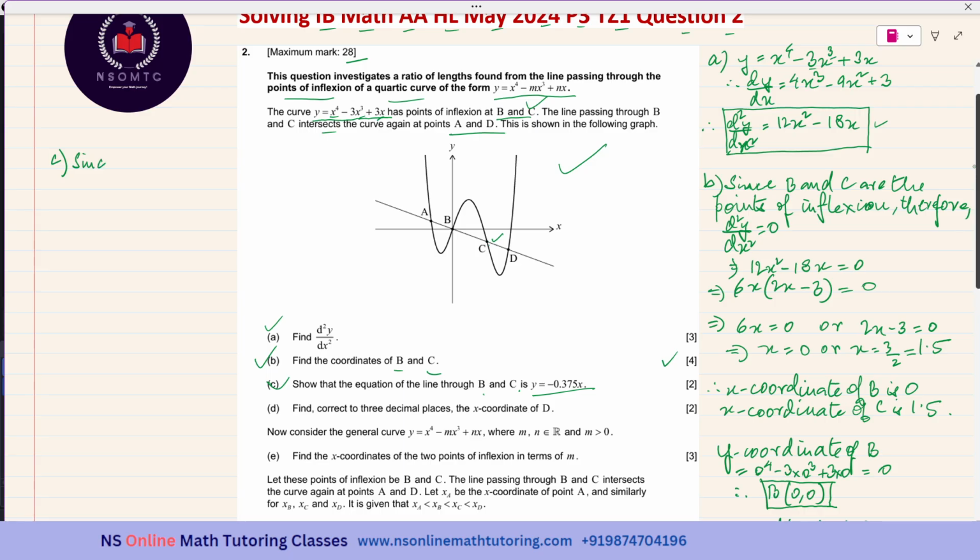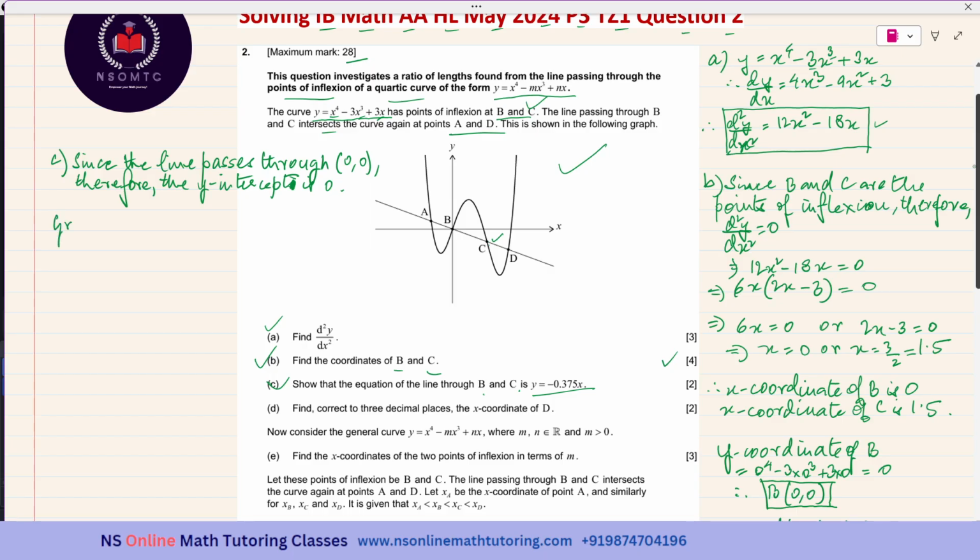Since the line passes through (0, 0), therefore the y-intercept is 0. Not intercepts, the intercept is 0. Okay.